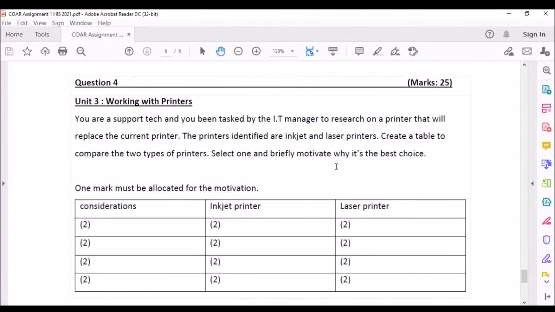And then the last one is to do with printing or printers. So here you're looking at comparing inkjet and laser printing components, specifically the actual printers themselves. So you've got a table that is looking at considerations, as a comparison between your inkjet printers and your laser printers.